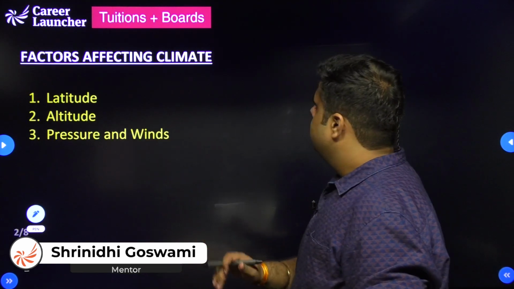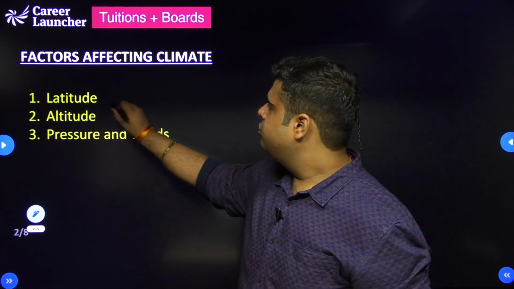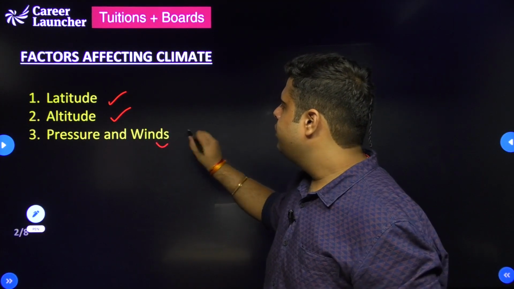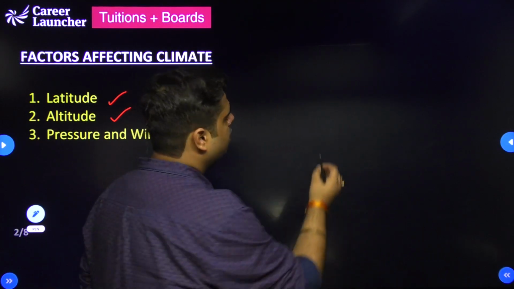So today we will be learning about the climate of India. So let's begin. So the factors which affect the climate of India are latitude, altitude, pressure and winds. Let's try to understand it at a deeper level.